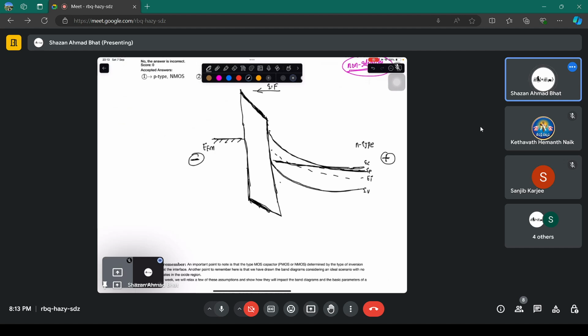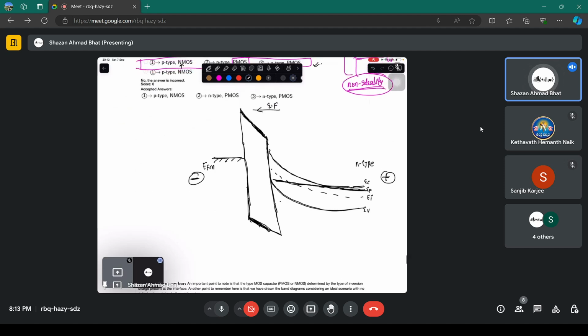Why and how do I know that this type of bending will occur? Because you have to start from the basics every time. You have n-type, and you have metal.